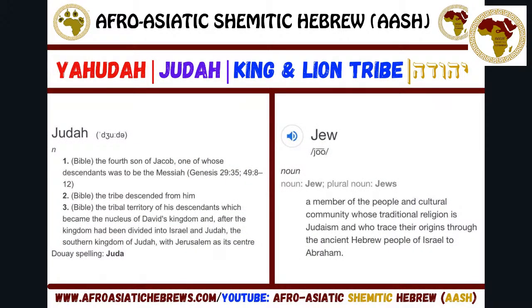The definition of Judah: Bible, the 4th son of Jacob or Yaakov, one of whose descendants was to be the Messiah, Genesis 29:35, 49:8-12. Bible, the tribe descended from him. Bible, the tribal territory of his descendants, which became the nucleus of David's kingdom. And after the kingdom had been divided into Israel and Judah, the southern kingdom of Judah, with Jerusalem as a center. Jew, a member of the people and cultural community whose traditional religion is Judaism and who trace their origins through the ancient Hebrew people of Israel to Abraham.